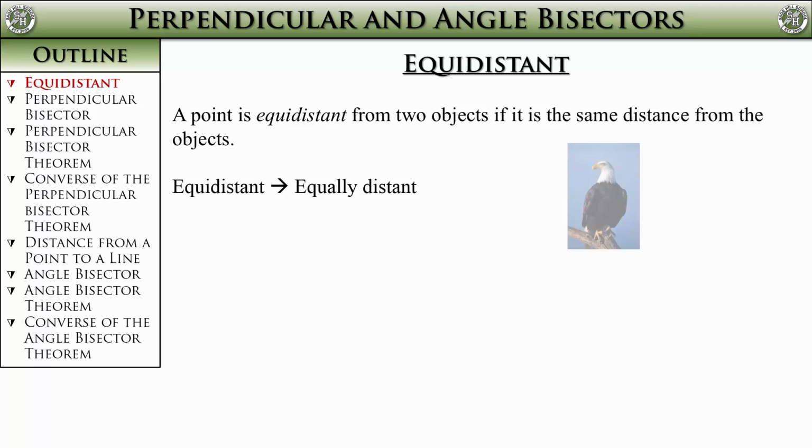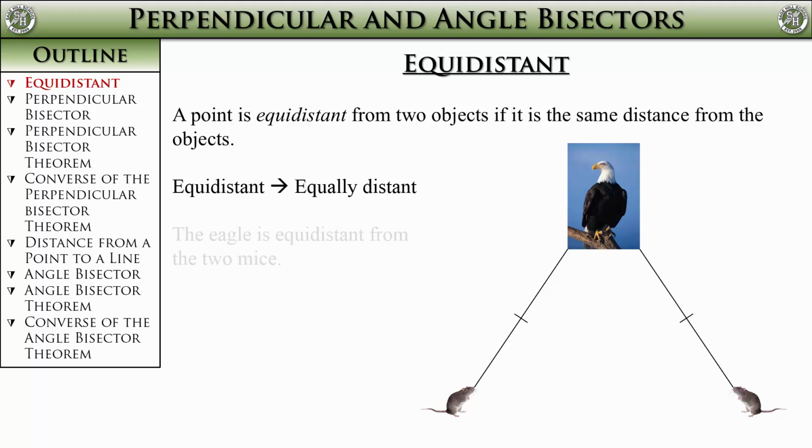Let's say we have an eagle, and that eagle is spying two possible choices for lunch. Being a lazy eagle, he tries to decide which one is closer. He finds that they are the same distance away. So he would say that the eagle is equidistant from the two mice. That is the meaning of equidistant and how it might be used.